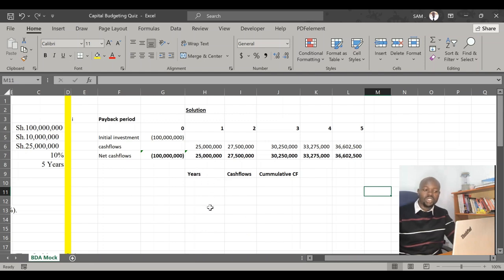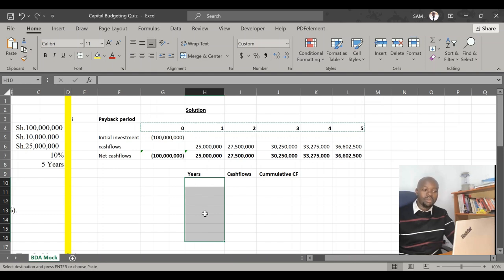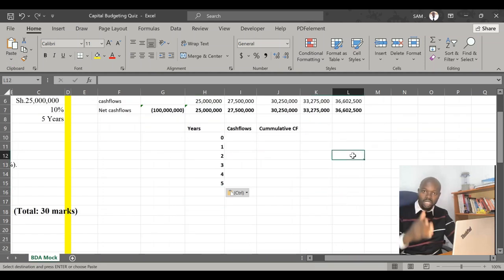Now, how do we do it? Instead of typing again year 0, year 1, year 2, year 3, year 4, you just copy the years. Because this is appearing in a horizontal format, I want to make it vertical. We are going to apply Excel. I will copy them, then I want them to appear in this column. I've just copied, so I will paste, then transpose so that they appear in columnar format. There we go.